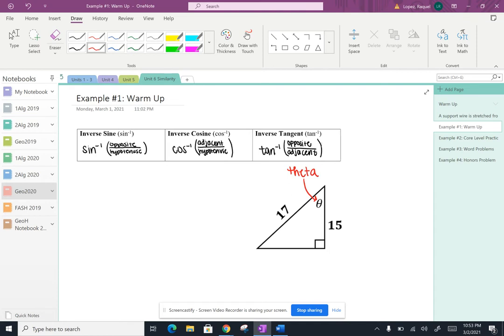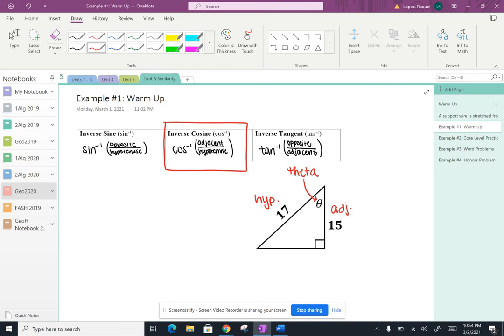So in relation to theta, the side that is 15 is adjacent to angle theta. And then the side that's labeled 17 is the hypotenuse. So I've got an adjacent side labeled, and I've also got a hypotenuse. So that means that I'm going to reach for the inverse cosine function.